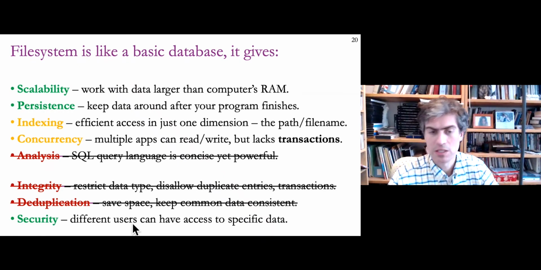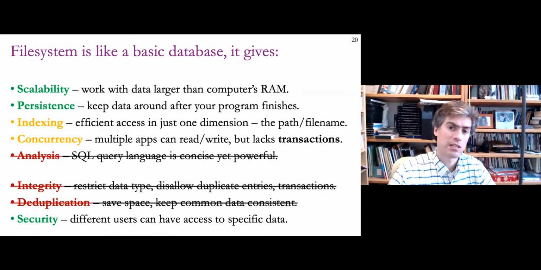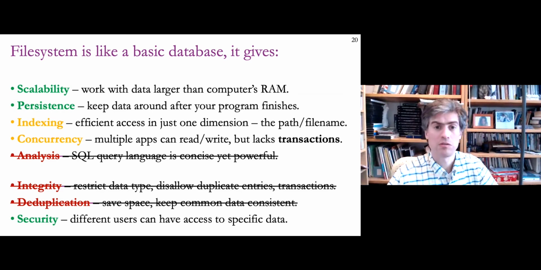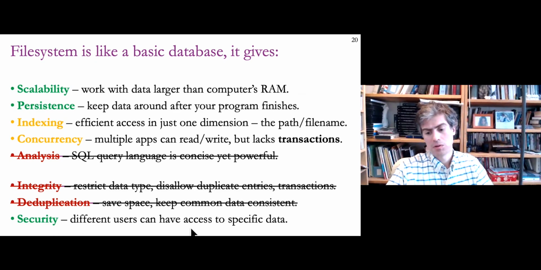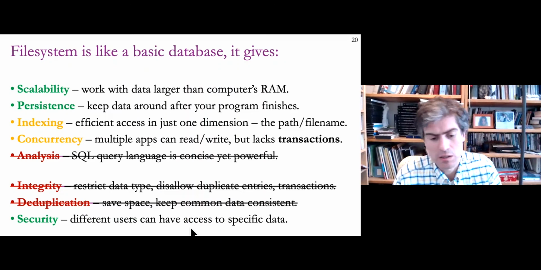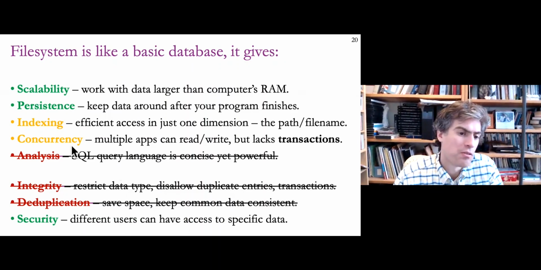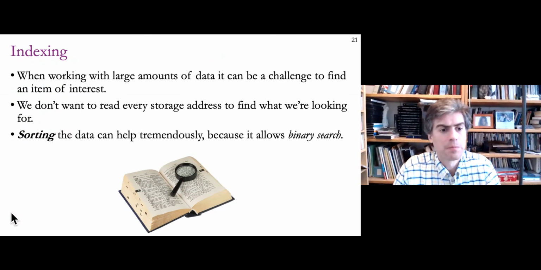Most file systems these days allow you to have different users that have access to different files. So you might have a root user that can access everything, and then different home directories for different individual users. So you can do some isolation of data, especially on a Unix-based system or really any multiple user system. But again, with files, we don't get all of these; we just get some of them.